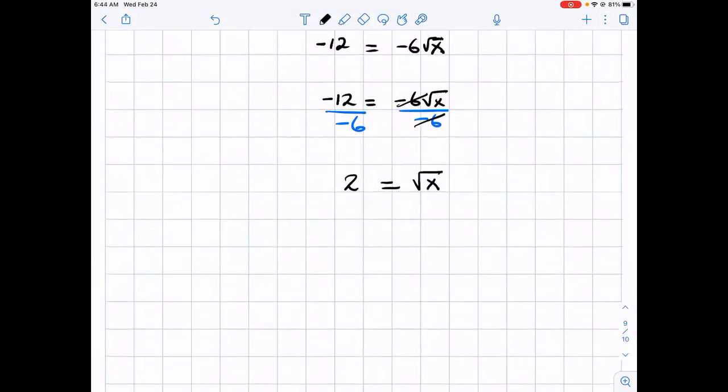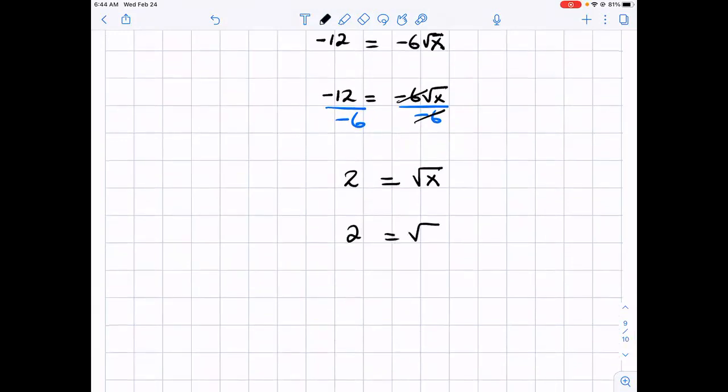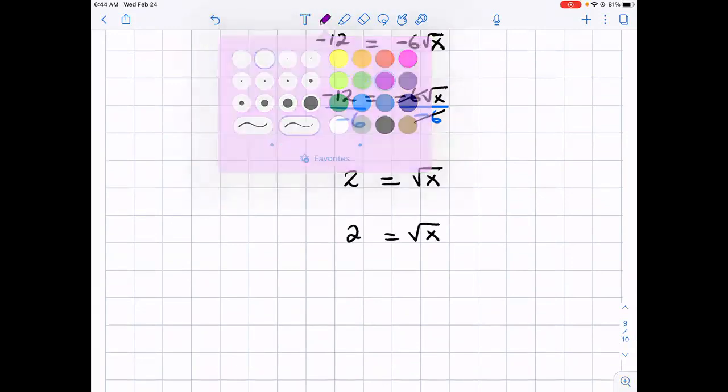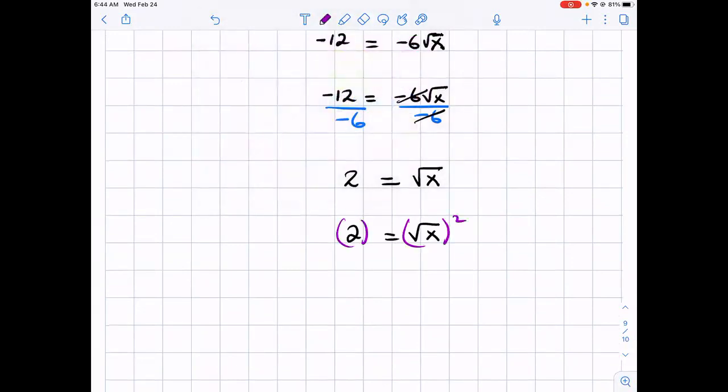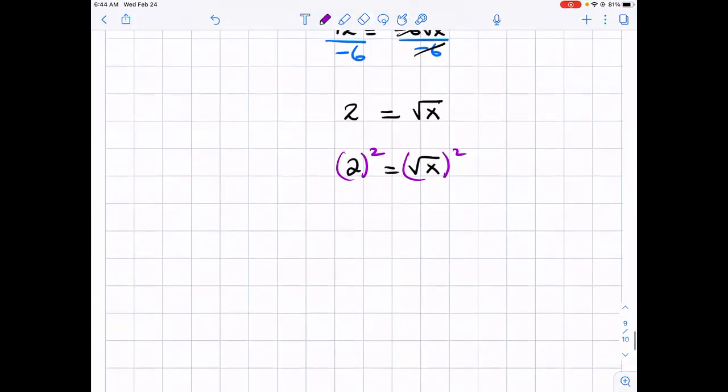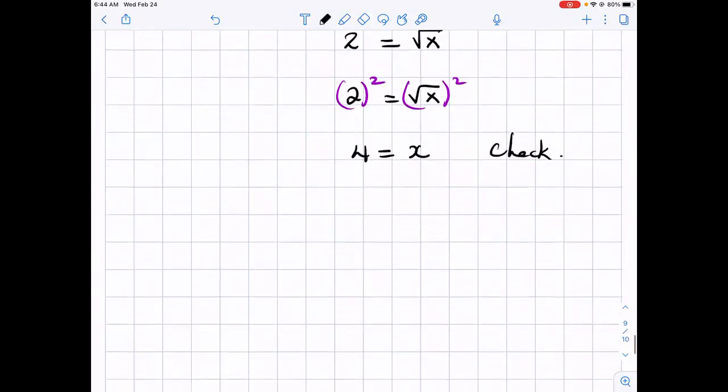Now we have the radical by itself again. So what do we do? Well, we square both sides again. By squaring both sides, we'll get rid of the radical. So we have 4 is equal to x. Okay? And here we have to check. And don't forget, when we check, we always go back to the original equation. We have to go back to the original equation. Okay? So use the original equation.